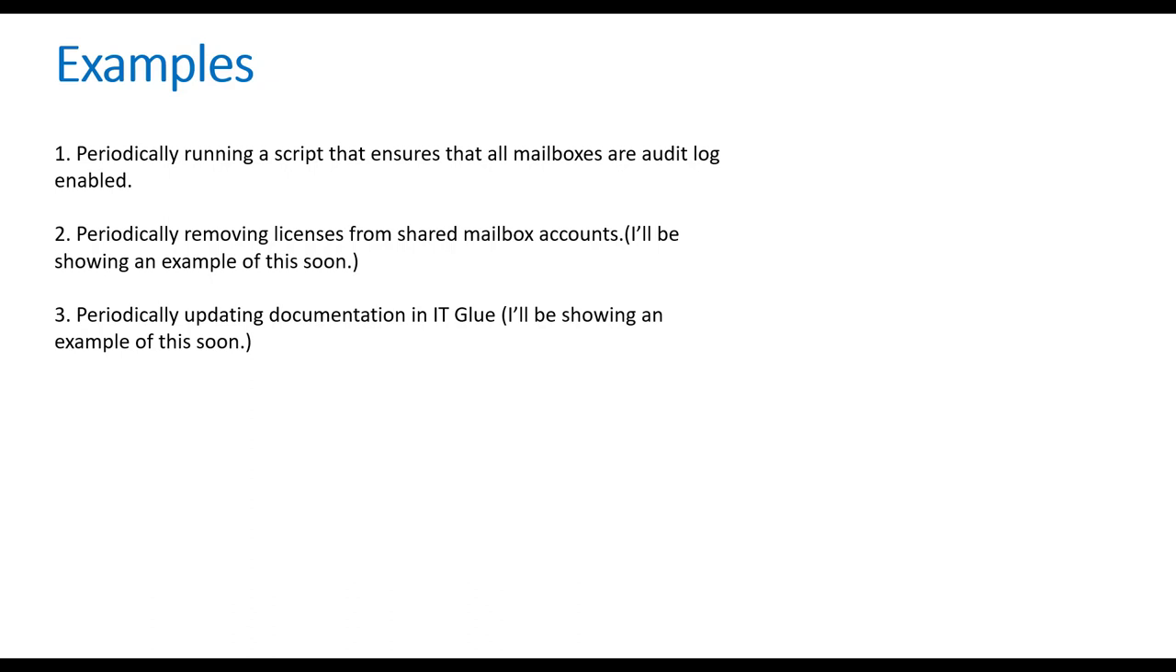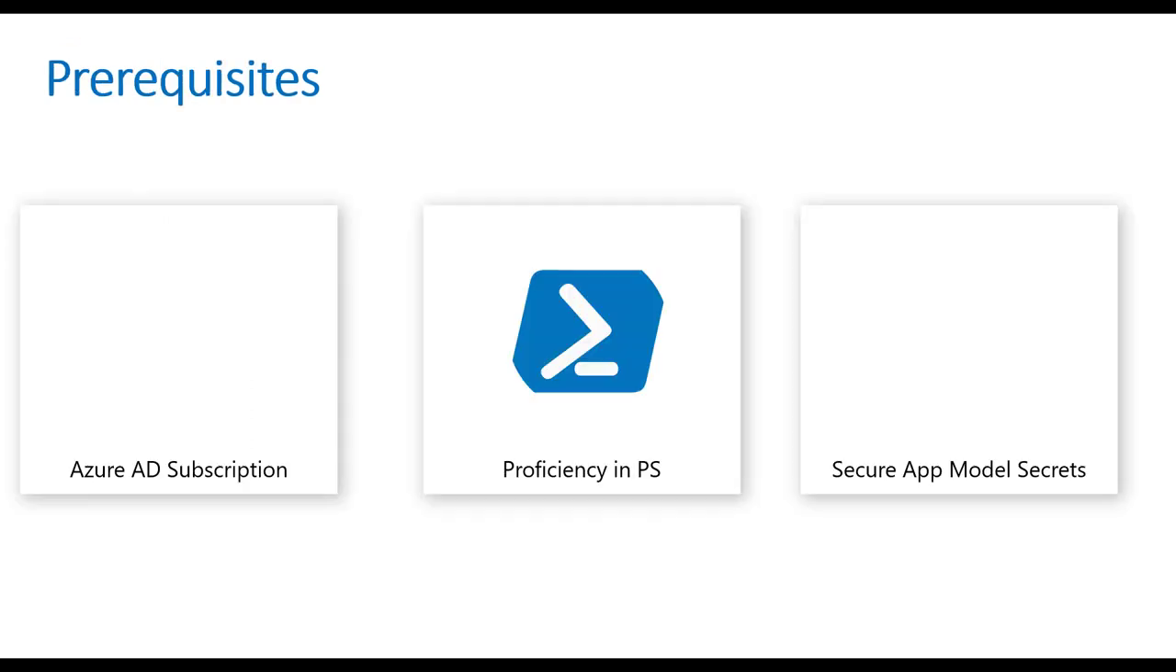Some of the examples I put up here are looking at all the mailboxes and making sure that the audit logs are enabled on all of those. Maybe periodically removing licenses from shared mailbox accounts. And I'll be showing you guys that here soon as a reference. And then maybe another one is just simply updating documentation, like your documentation tool like IT Glue. So taking things like the users and creating them as contacts, or being able to derive licensing information periodically and run that as a job to update your documentation as well. These are all things that you can do within the Azure function environment.